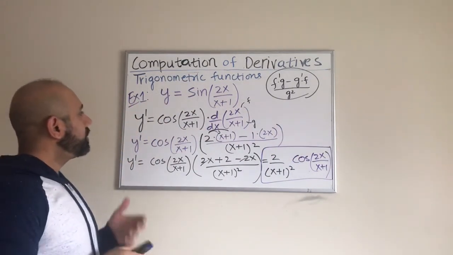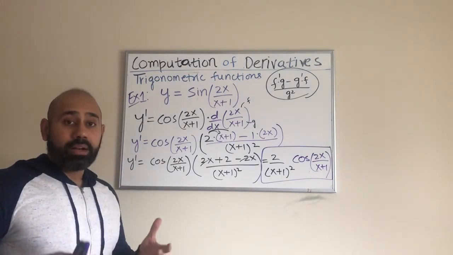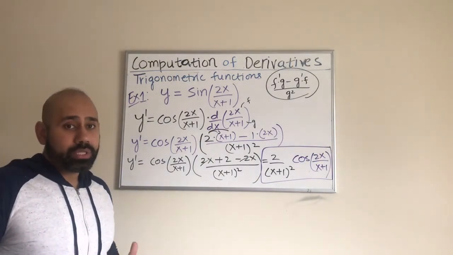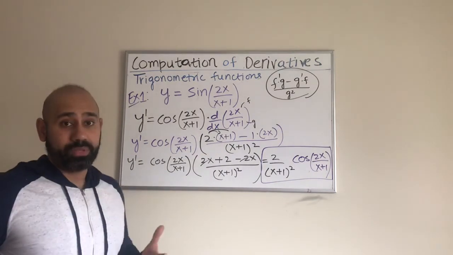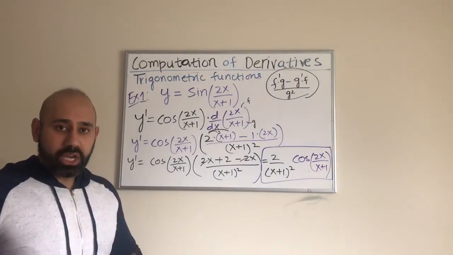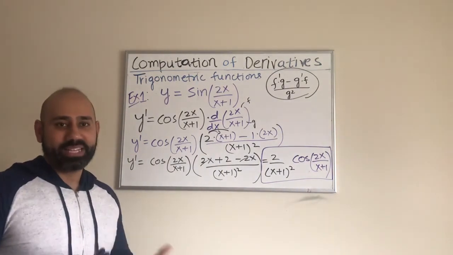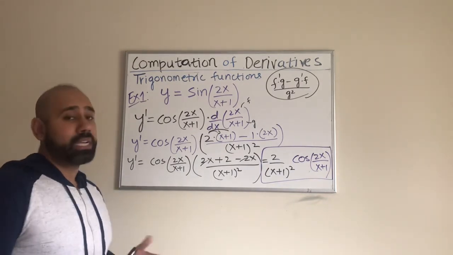All we needed to do was start with the fact that the derivative of the sine is the cosine, but then we had to multiply by the derivative of the inner. So basically we are using the chain rule, and we are also using the basic rules for the trig functions, in this case the sine function.